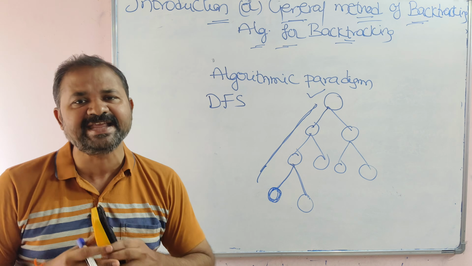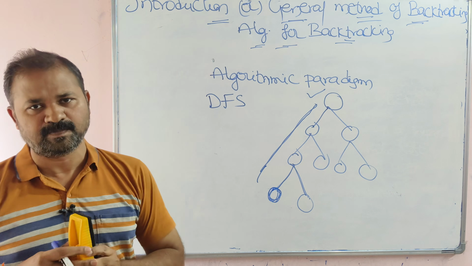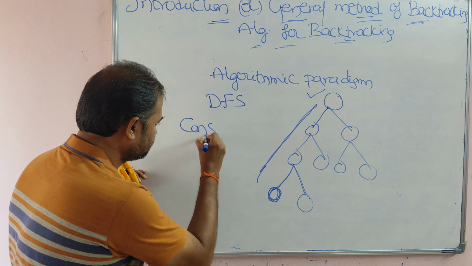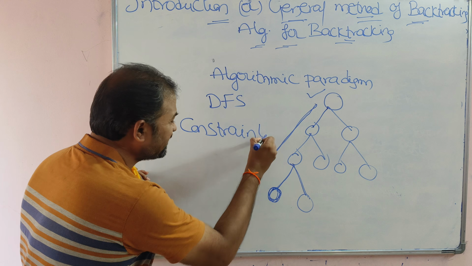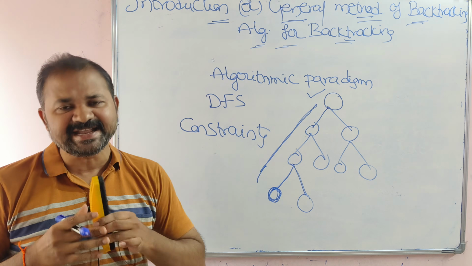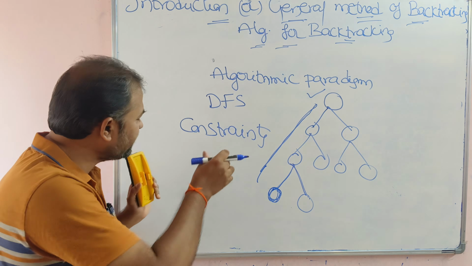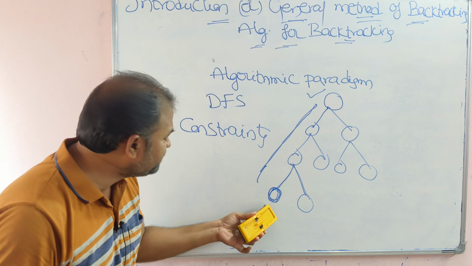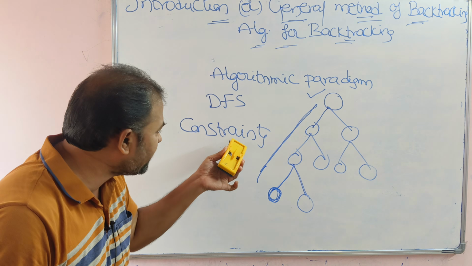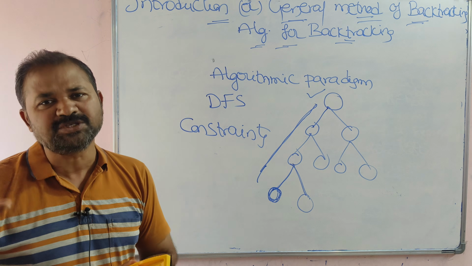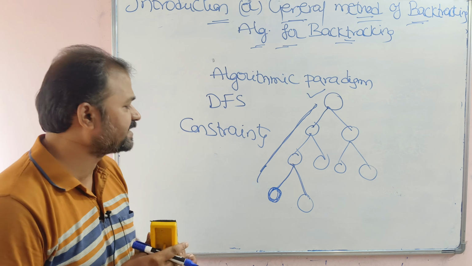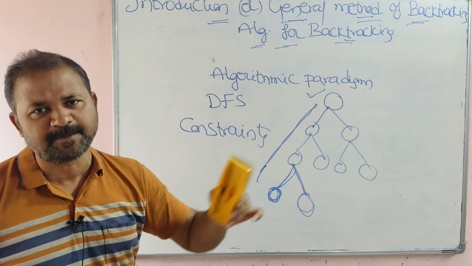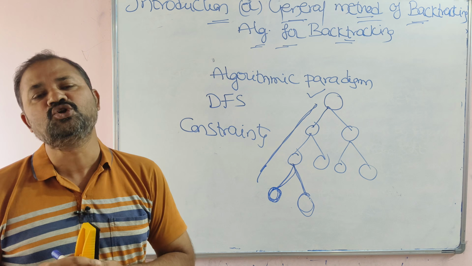Here, after generating this, every problem will have some constraints. Constraints are nothing but conditions. After generating the solution, we have to check whether these constraints are satisfied or not. If the solution is violating these constraints, then we have to do the backtracking and explore other paths for generating the solutions.